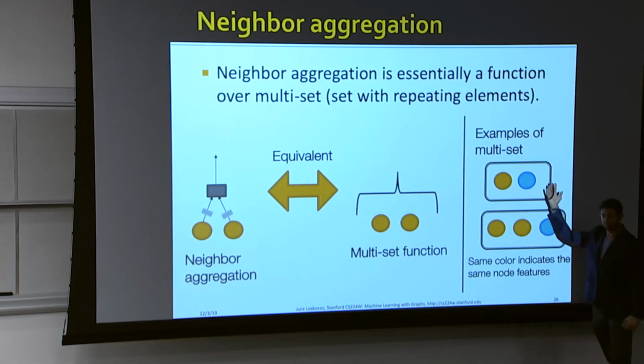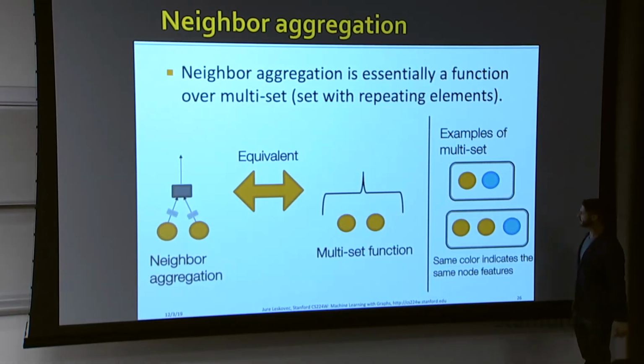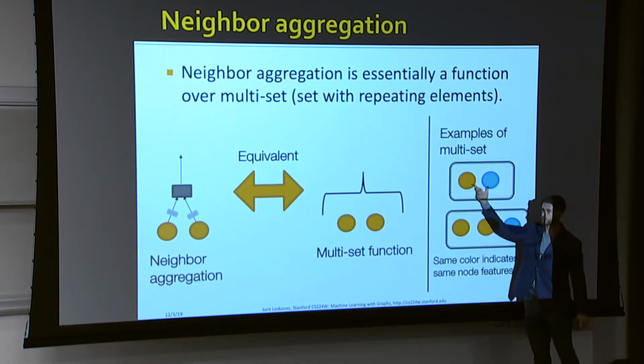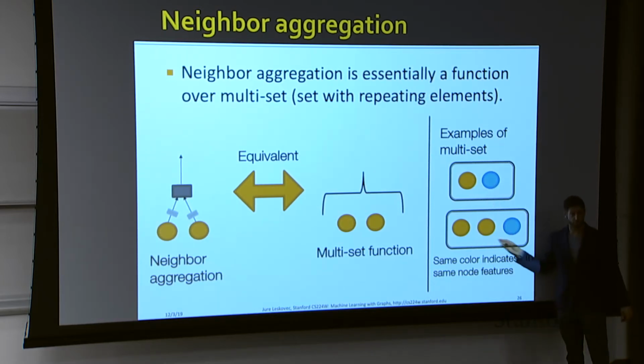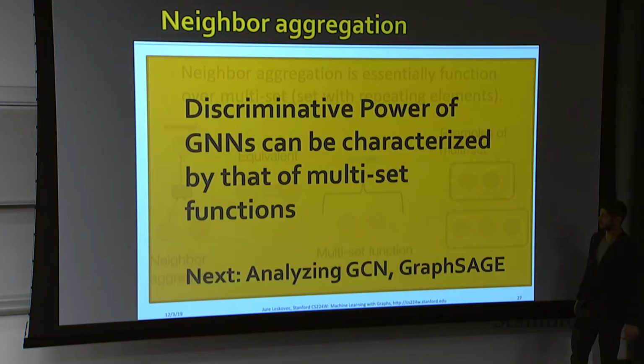These are just some additional examples of multisets that you can think about. In this case, you will have two neighbors, and they have different features. Or in this case, that's why we care about a multiset, because there are three neighbors in total. Two of them have the same features, one has a different feature set. Once again, every time the color is the same, it denotes that we have the same set of features, okay? So that's why we work with multisets.